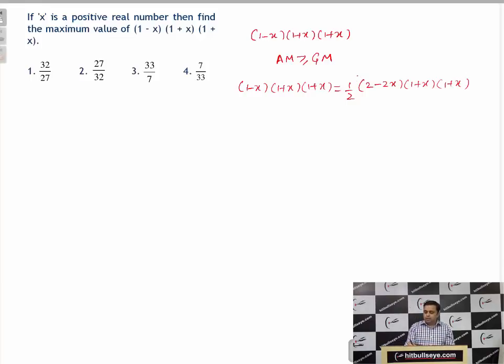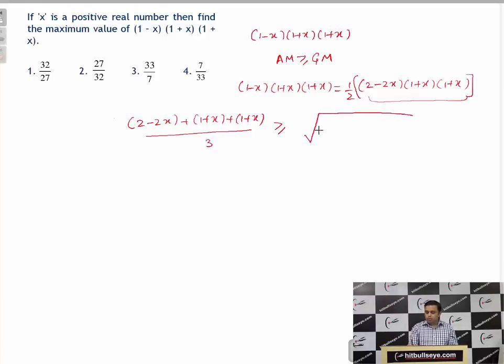Now I will apply AM greater than or equal to GM on this expression. And we know that since the arithmetic mean is greater than or equal to the geometric mean, we can write it as (2 minus 2x plus 1 plus x plus 1 plus x) divided by 3 greater than or equal to the cube root of (2 minus 2x) into (1 plus x) into (1 plus x).